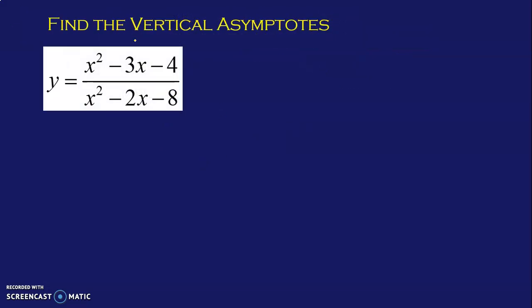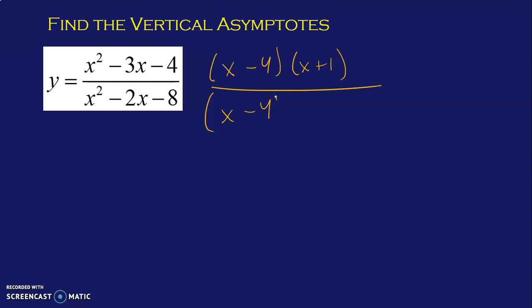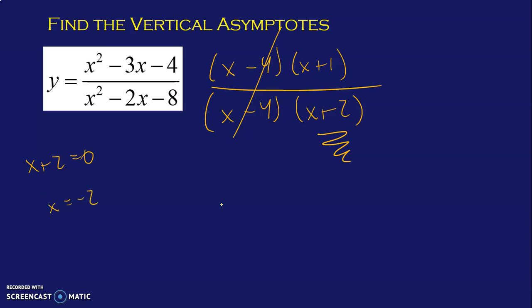So let's do a couple of examples. If I want to find the vertical asymptotes for this graph, the first thing I want to do is factor it to see if any of the factors are going to cancel out. So on the top, I can make this x minus 4 and x plus 1. And on the bottom, I can make it x minus 4 and x plus 2. So I can cancel out the x minus 4. What's left over, I'd set equal to 0 on the bottom. So x plus 2 equals 0, subtract 2 from both sides, and x equals negative 2. So this graph would have a vertical asymptote at x equals negative 2.